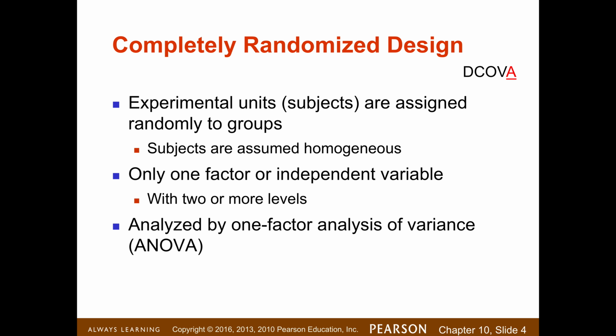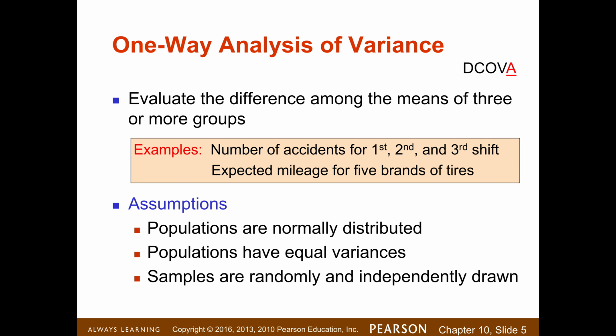Completely randomized design: the experimental units, which are our subjects, are randomly assigned to groups. The subjects are assumed homogeneous, belonging to one group. So there's only one factor, the independent variable, with 2 or more levels. And again, this is a classic ANOVA design. Clearly a relevant example: let's examine the difference in average accidents across the 1st, 2nd, and 3rd shift, or the expected mileage for tires across 5 different brands. So again, the assumptions here: the populations are normally distributed, the populations must have equal variances, and the samples are randomly and independently drawn.